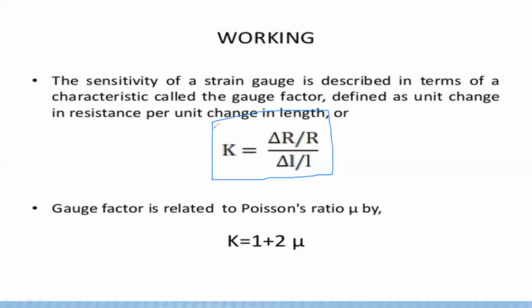The gauge factor K is the change in resistance delta R to the original resistance R, divided by the change in length to the original length. This way we can calculate the gauge factor K. The gauge factor is related to the Poisson ratio mu: K is equal to 1 plus 2 mu. We can calculate the gauge factor by using the Poisson ratio.